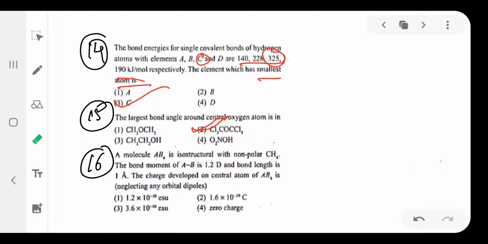Then question number 16. The molecule AB4 is isoelectronic with non-planar CH4. It means AB4 has the same structure as CH4. The bond moment of AB is 1.2 D, and the bond length is 1 angstrom. Then we have to find out the charge.